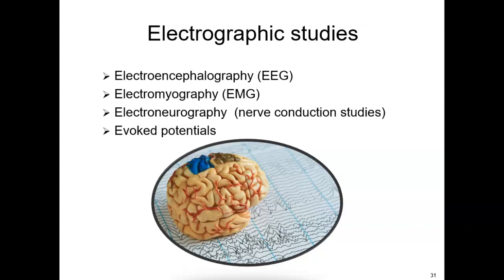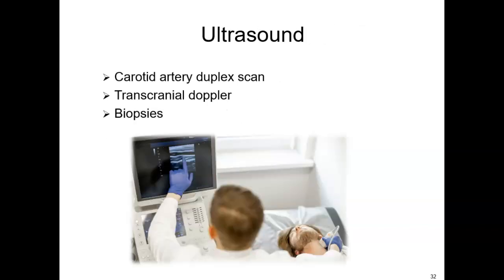All right, so as we go on down, ultrasound. If somebody is having some neurological changes, sometimes double vision, things like that, we would do a carotid artery scan looking for some narrowing of the arteries, which could cause those issues. You can do a transcranial Doppler. Of course, there are limitations based on the thickness of the skull. And then biopsies can be done under ultrasound.